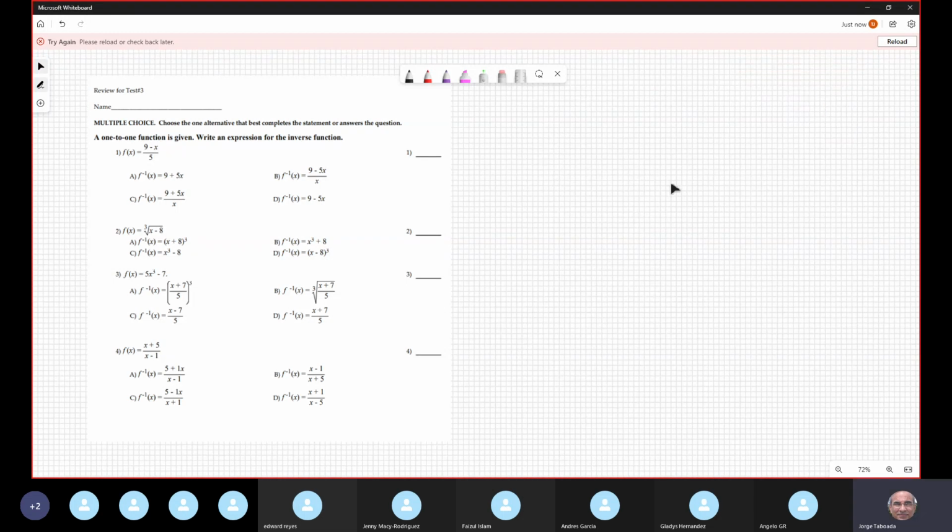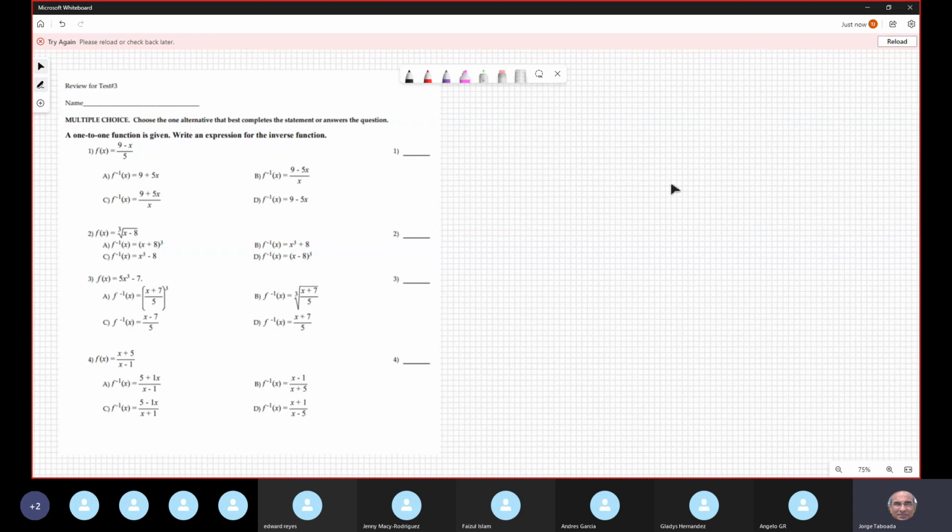Yes. No, Edward. We start at the beginning. Okay, what is the beginning? The beginning is the inverse function. You need to determine if the function is 1-to-1 or no, and write the inverse function. Okay, I understand. And question number 1 says f of x is equal to 9 minus x divided by 5.